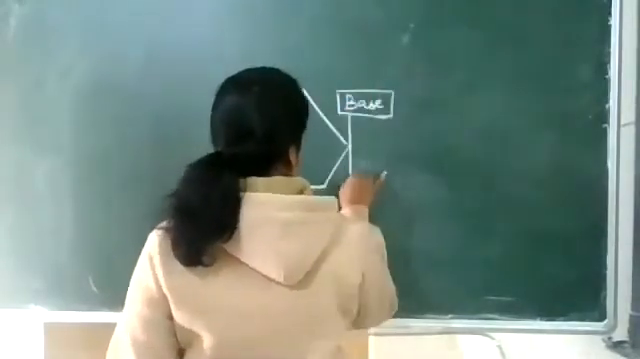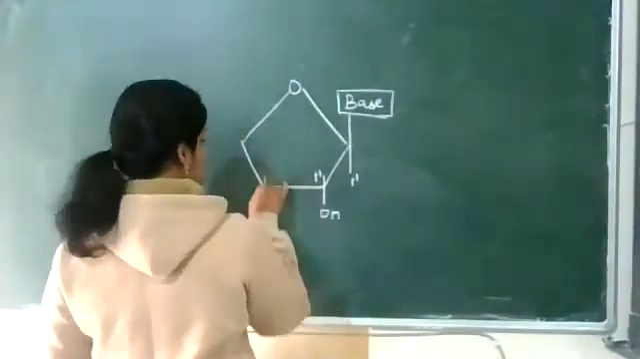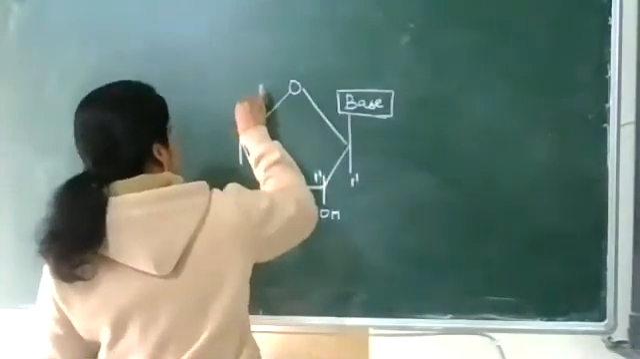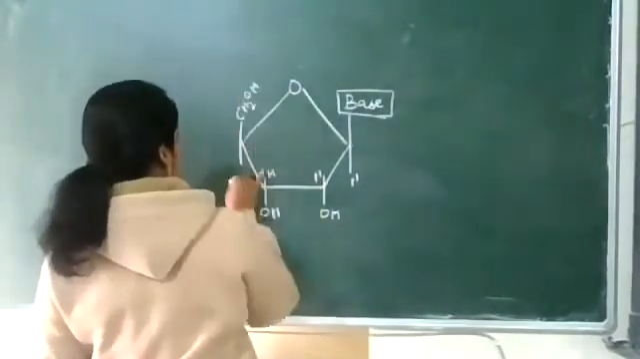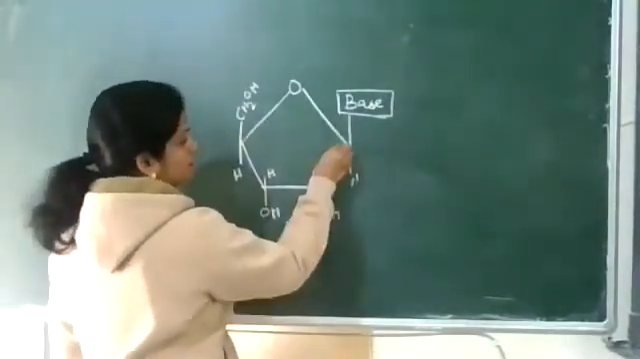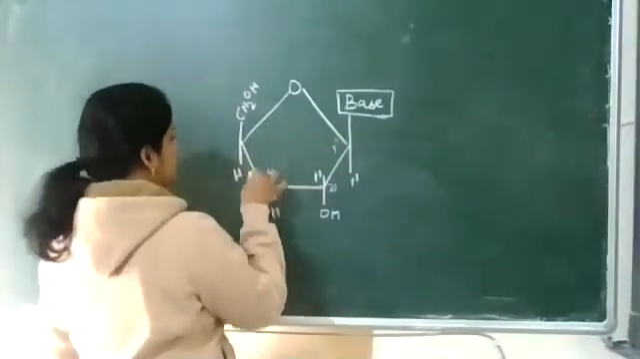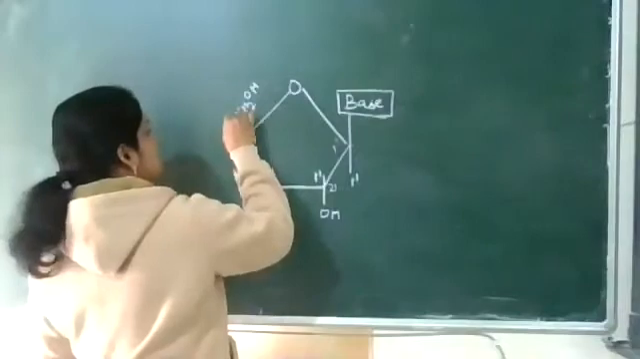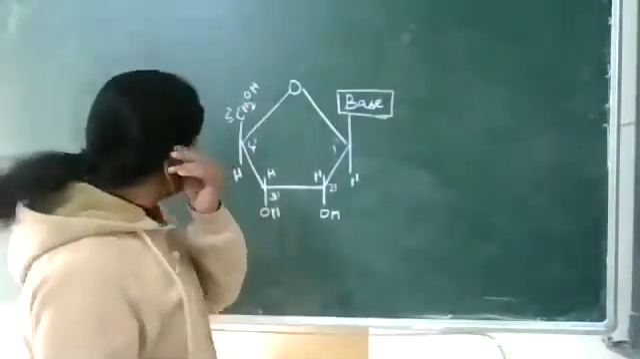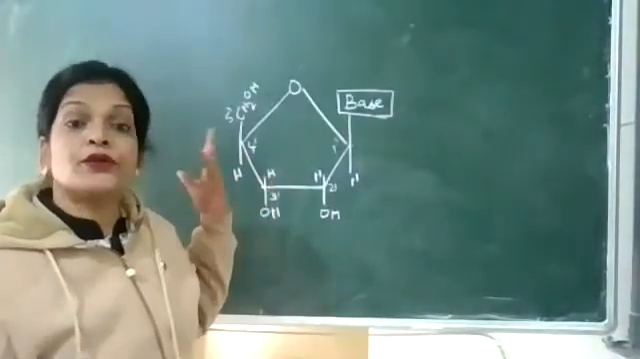Base, H, H wedge, H wedge, CH2OH. Here H. Now phosphoric acid is like this: C dash 1 dash, 2 dash, 3 dash, 4 dash, and this is 5 dash. When phosphoric acid is connected to the 5 dash position of this sugar, we get a nucleotide.